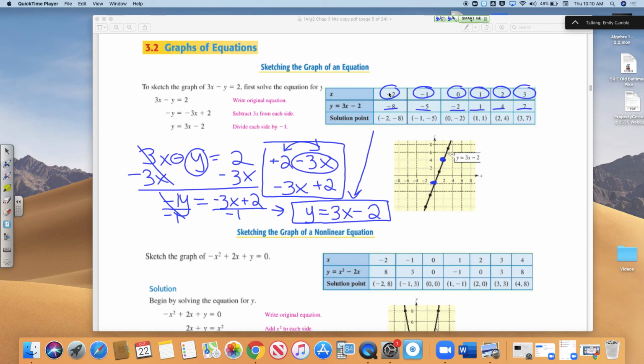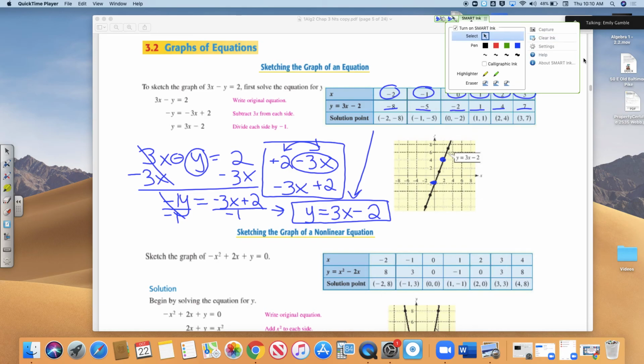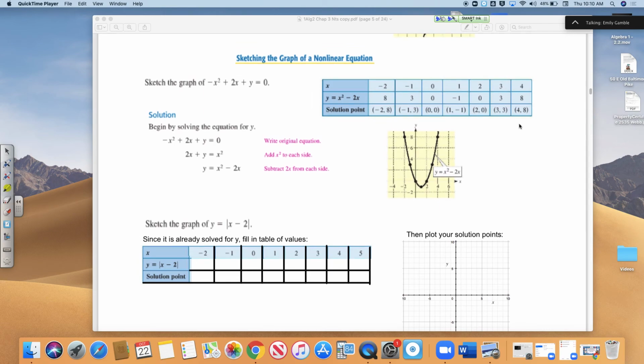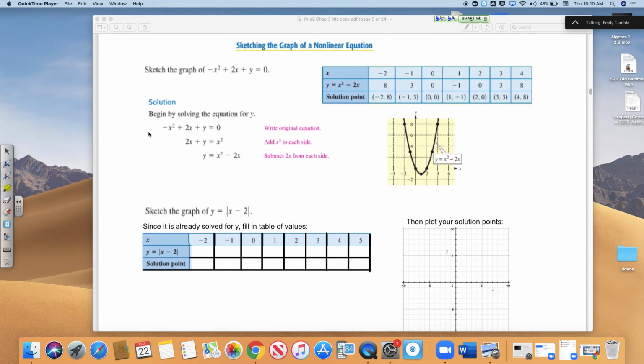However, the next equation, we are not really so sure how to do yet. This is where Algebra 2 really starts. So I'm going to clear this and move down to this next one, and I'll show you how to do this with your graphing calculator, because this one's a little bit more difficult. So again, it says sketch the graph of this.